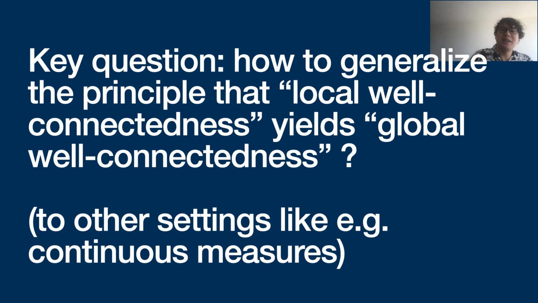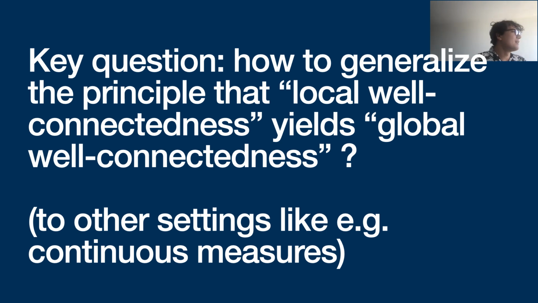Okay, so now that we had a rocket speed overview of trickle down, let me tell you about trickle down and localization schemes. Of course, please look at the paper if you want a less rocket speed version of everything. Here's the question: how can you generalize this idea that local well-connectedness yields global well-connectedness to other settings?